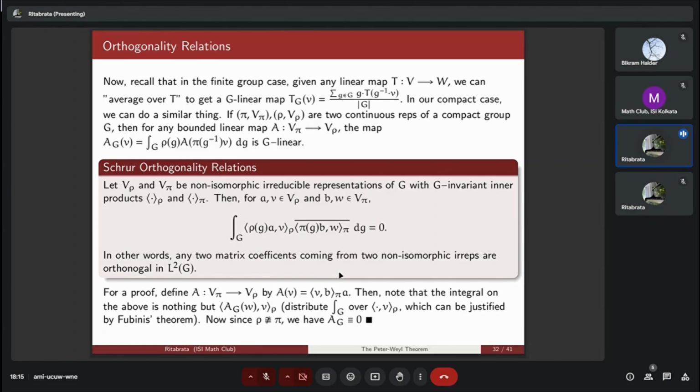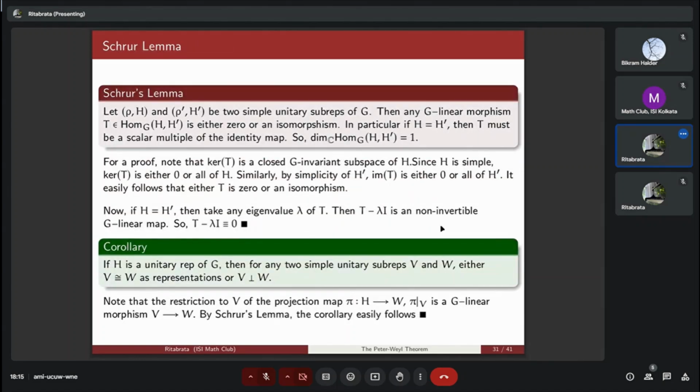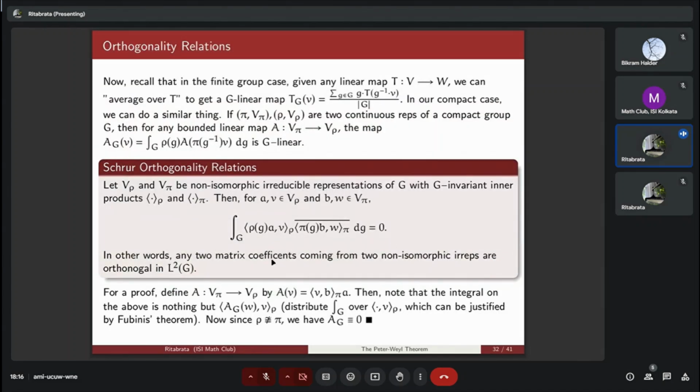This I have not proved, because in Schur's lemma this must be a scalar multiple of the identity map, but I haven't specified what scalar multiple that is. Most probably it would be the trace of T divided by the dimension, something like that. I don't remember. And we can use that to show that these matrix coefficients are orthonormal.